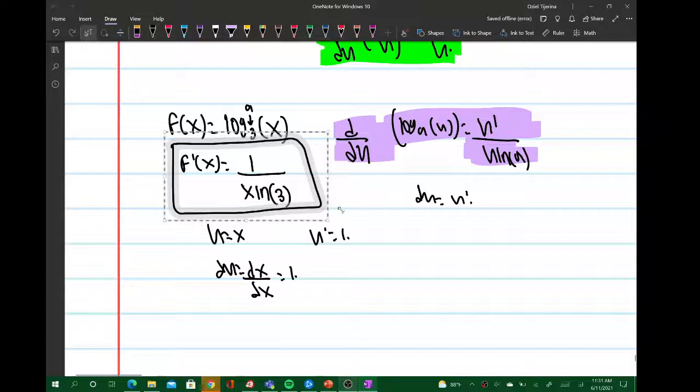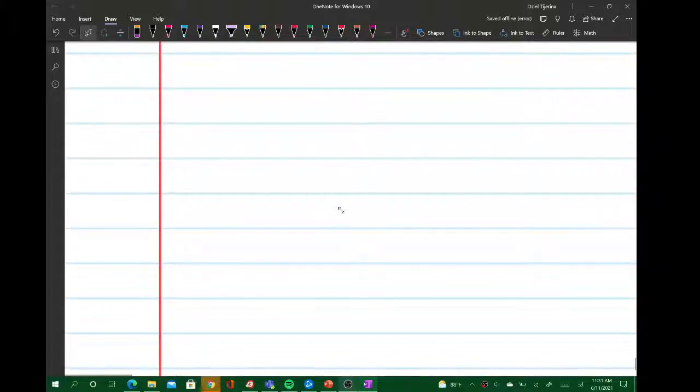Now, there are tougher ones, and we're going to go over them. So what if we have f of x equals the log base 3 of 2x? Okay.